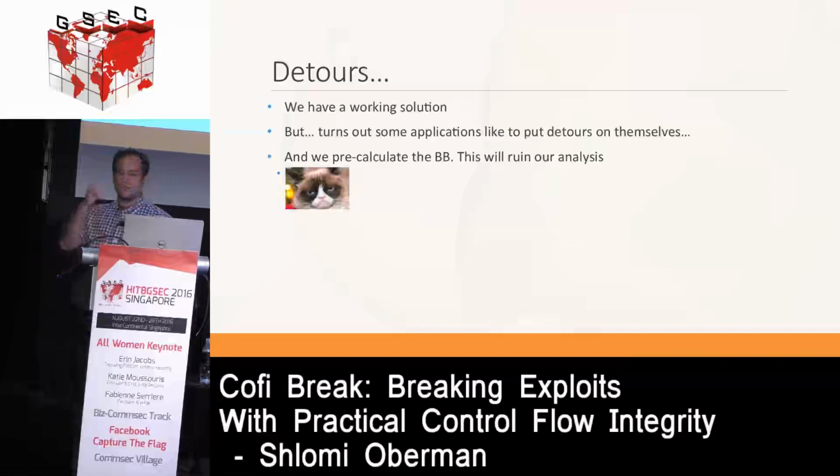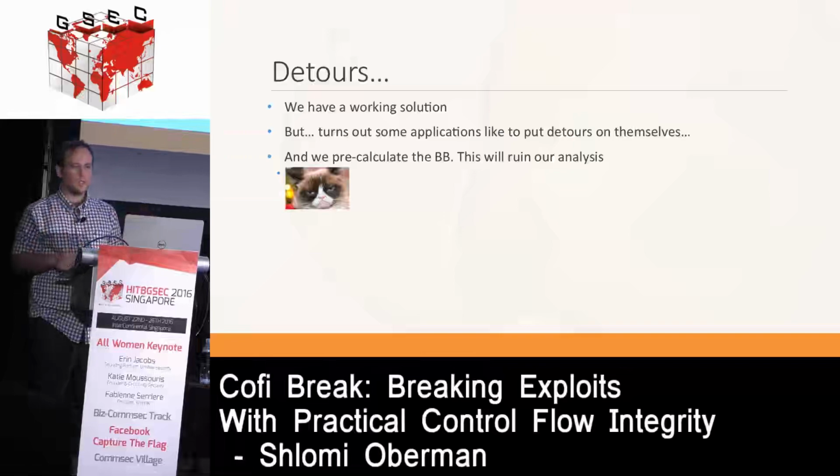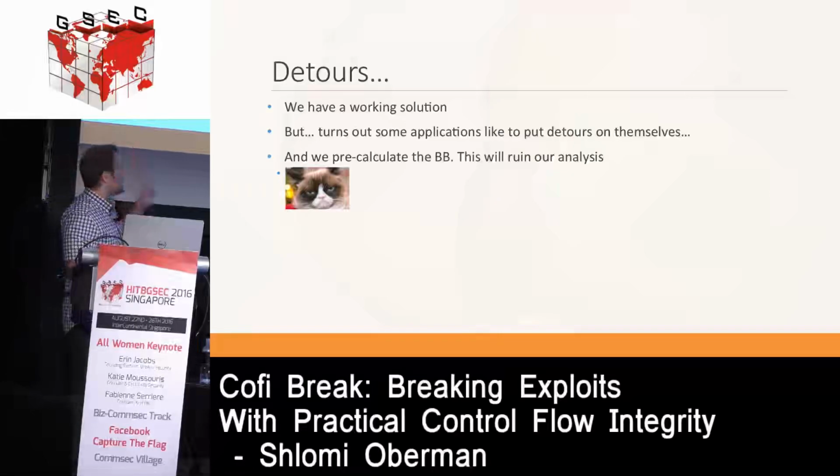So we supposedly have a working solution, but we do assume that the static models loaded into the process are indeed static models. Unfortunately, it turns out that quite a lot of applications like to put detours on themselves, either because of functionality enhancements, sandboxing, or other reasons. We can see this in Office because of functionality called AppV, app virtualization, or in Adobe because of sandboxing mechanisms. So, since we pre-calculate the basic blocks, this will ruin our analysis, okay?